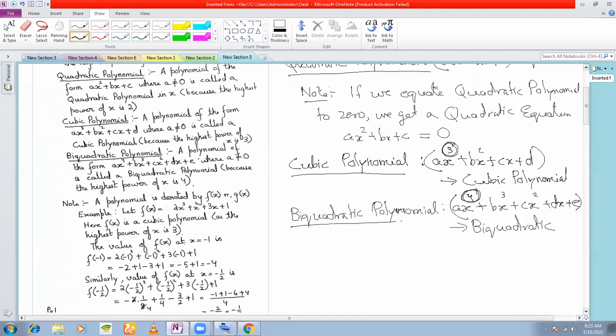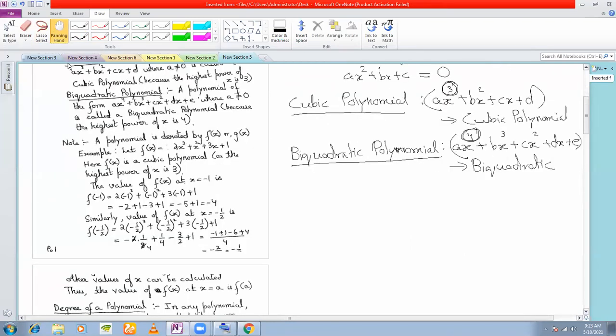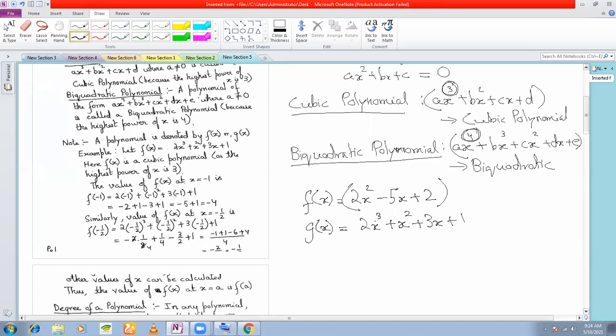So these are the four types of polynomials we have discussed: linear, quadratic, cubic, and biquadratic. Now a polynomial is normally denoted by f(x) or g(x). For example, f(x) is equal to 2x square minus 5x plus 2, or g(x) is equal to 2x cube plus x square plus 3x plus 1. This is the way of denoting a polynomial. Just as we say x is equal to 2, polynomials we call f(x), g(x), and sometimes h(x) also.